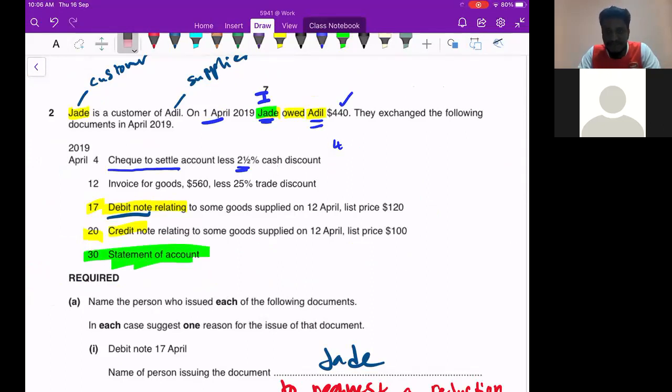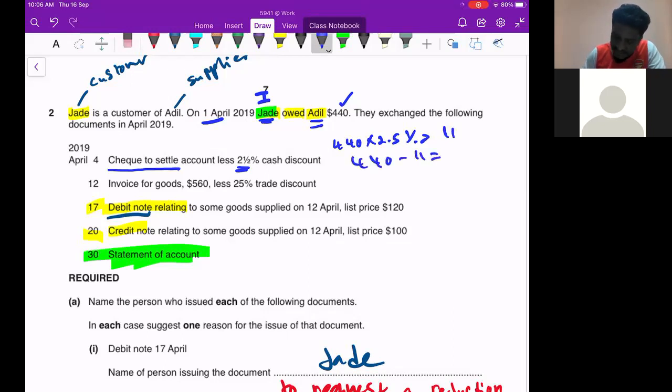We receive or we pay? We pay, you understand? Because we owe the guy, we will pay. So how much do we pay? 440 times 2.5% is the discount. So 440 times 2.5%, I get 11. My discount is 11. So 440 minus 11, we will pay 429.